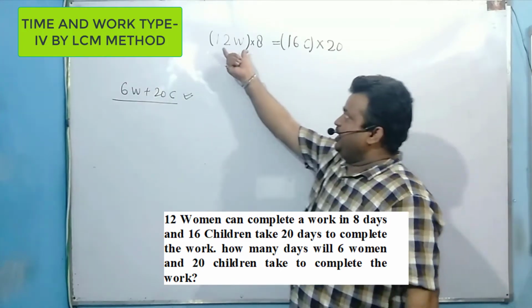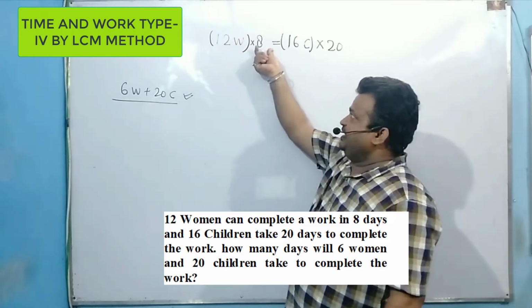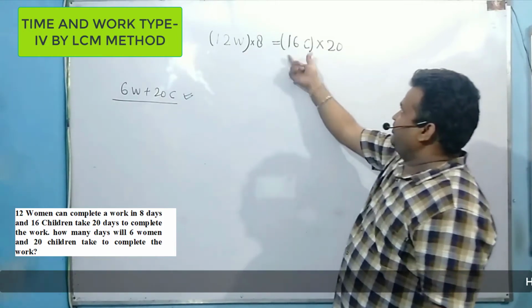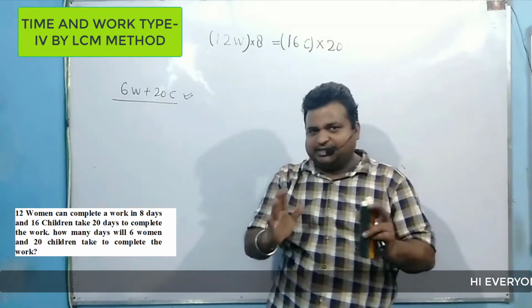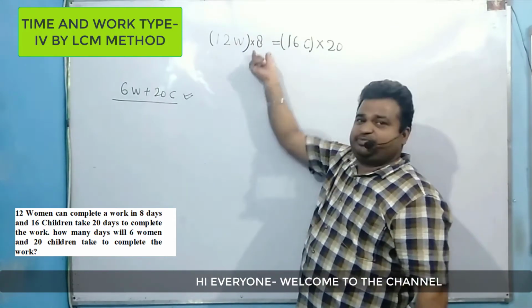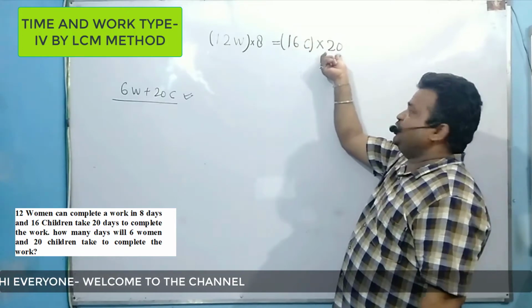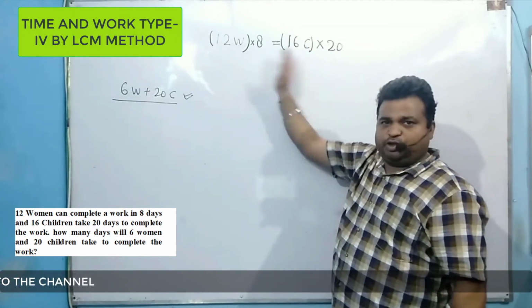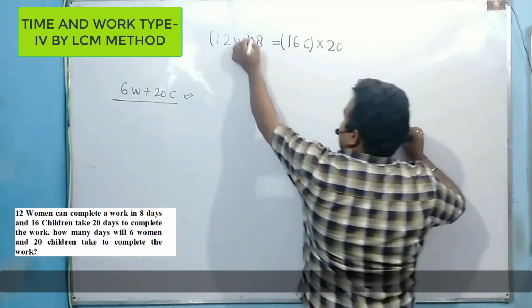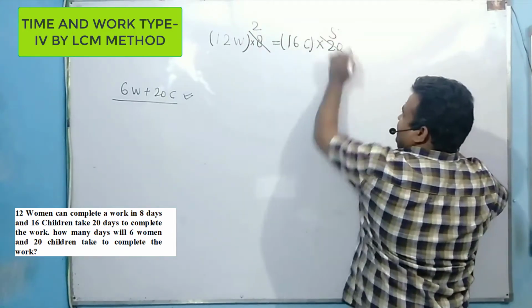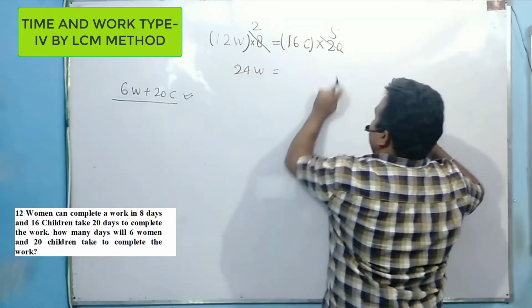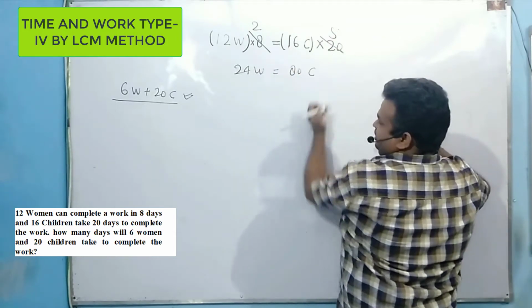Written over here: 12 women can complete the work in 8 days, and 16 children, C represents children, W represents women, complete the work in 20 days. Since the work is the same, I can equate the work done by 12 women in 8 days with that of 16 children in 20 days. So I can equate both values and cancel out the common parameters. So 4 2s are 8, 4 5s are 20, 12 2s are 24 women is equal to 80 children, right?